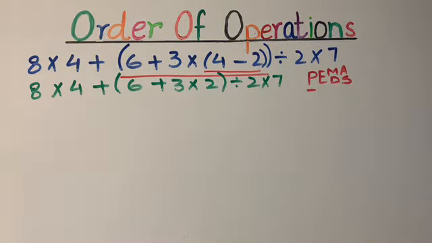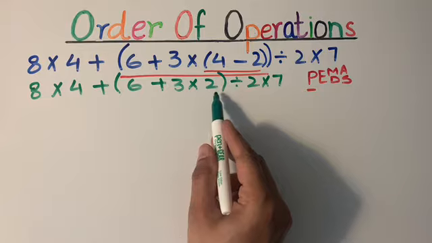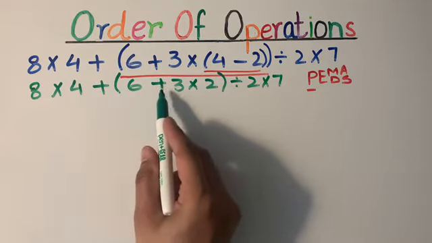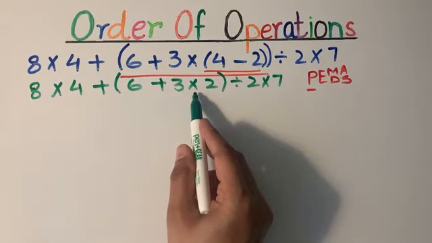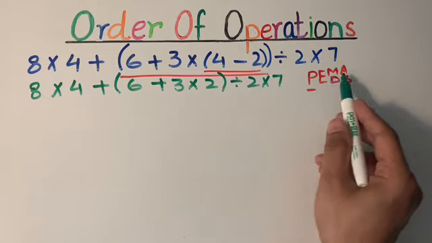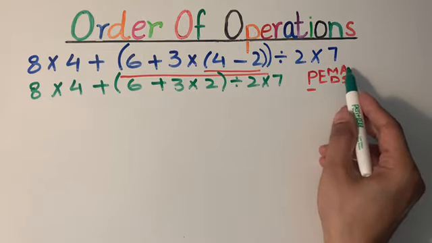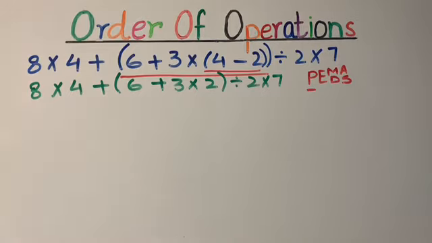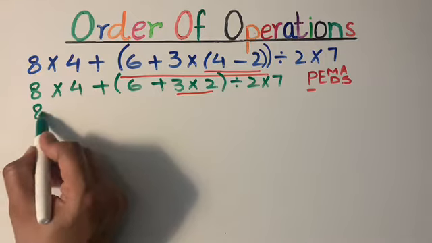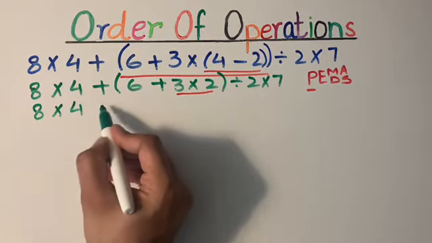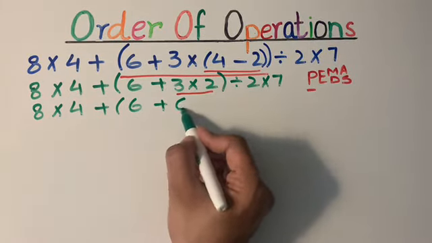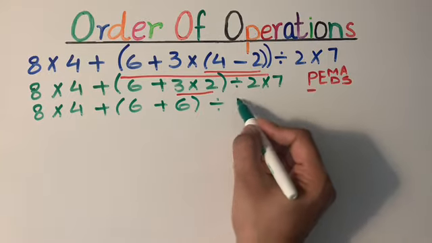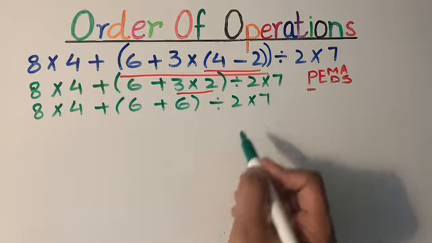Okay, now here we have to solve this part, the parenthesis, and in this parenthesis we have two operations, addition and multiplication. So which operation will we solve first? According to PEMDAS, we'll solve multiplication first, then addition. So we'll solve this part first. 3 times 2 is 6. And here is the remaining part.